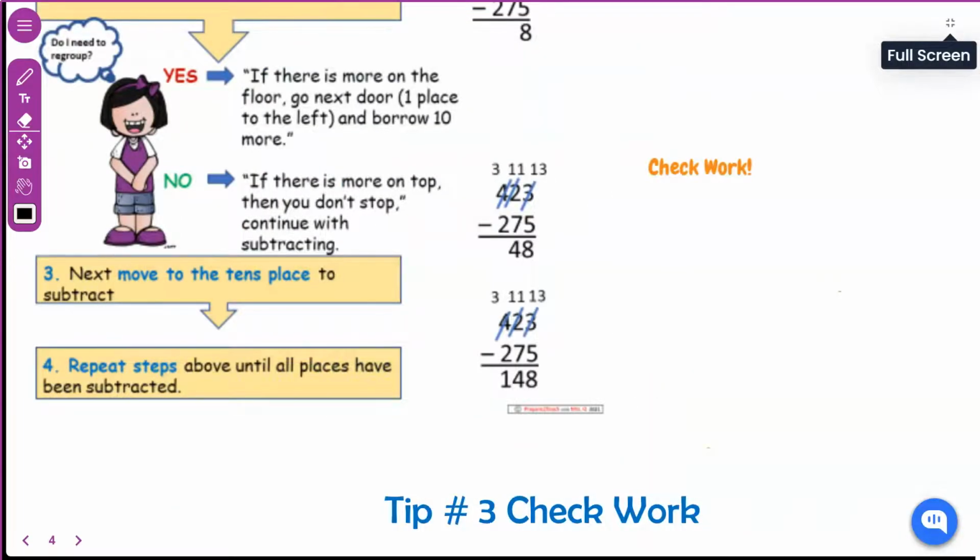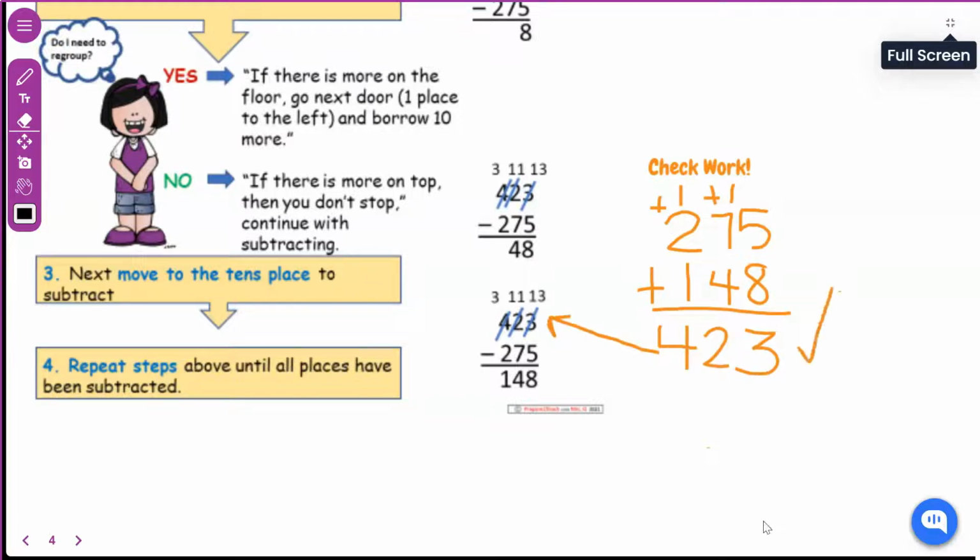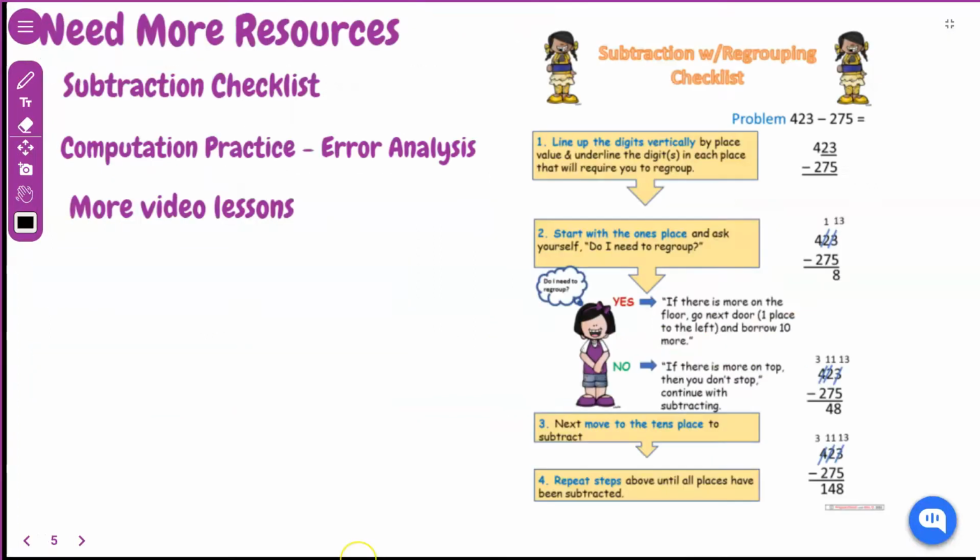Tip 3. Have students check their work using inverse operation by adding the subtraction and the difference, and students will know they have the answer correct if they end up with the minuend. Encouraging students to use the inverse operation to check their work also reinforces their understanding of the relationship that exists between addition and subtraction.